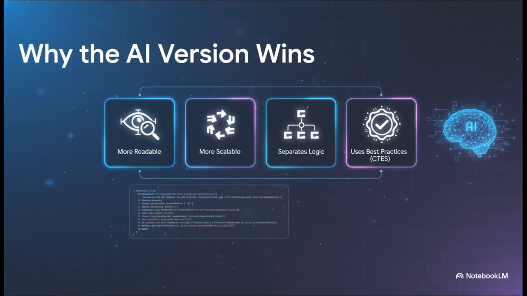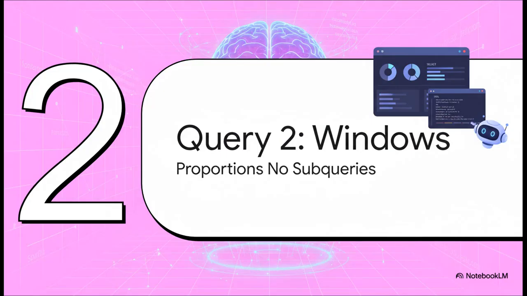So why does the AI's version win? Well, first off, it is way more readable. The logic is broken down into clear steps. First, we calculate the stats, then we filter. This separation makes it incredibly scalable. If you need to add more complex logic later on, you just build on top of that CTE. It's so clean. It really shows how the AI just defaults to using CTEs, which is absolutely a best practice for writing professional, production-ready SQL. All right, let's move on to query number 2 and see how this whole thing builds.